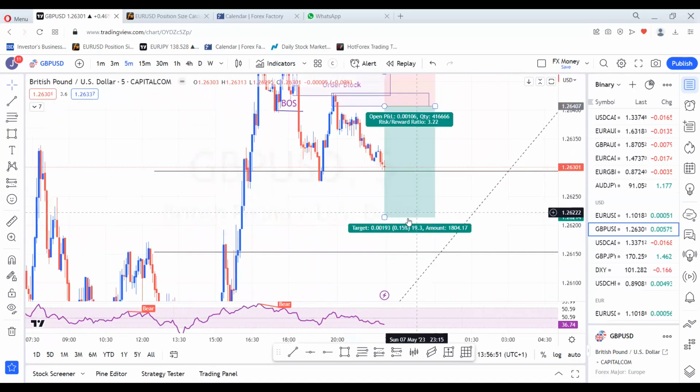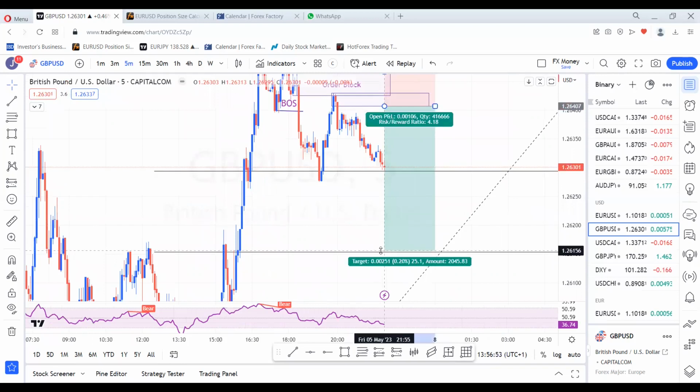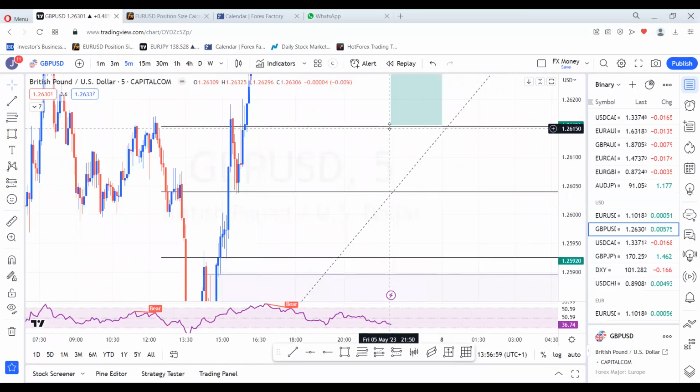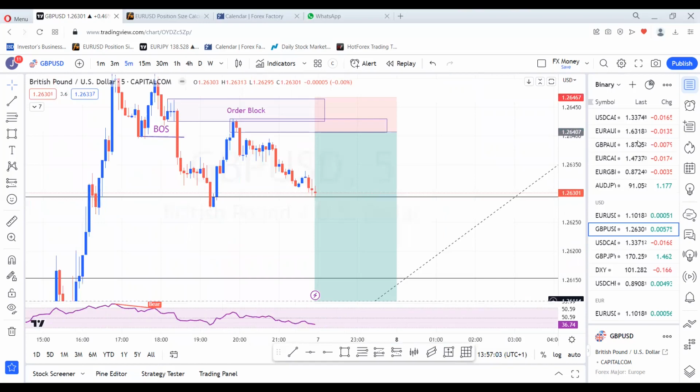You can decide to do anything. You can target maybe here. This is like 1:4.18, or target the other block down there. So the choice is yours to make.